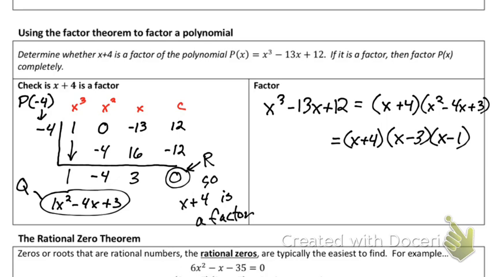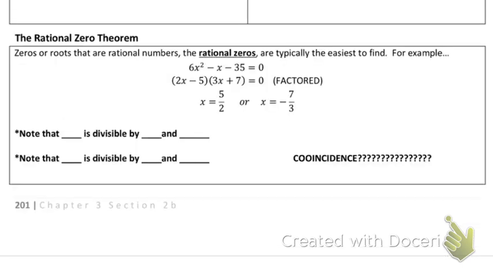The next thing we're going to talk about, now that we know how to factor polynomials, if I know one zero, is the rational zero theorem. And we're going to build up to it. So I have 6x squared minus x minus 35 equals 0. I already factored it for you.